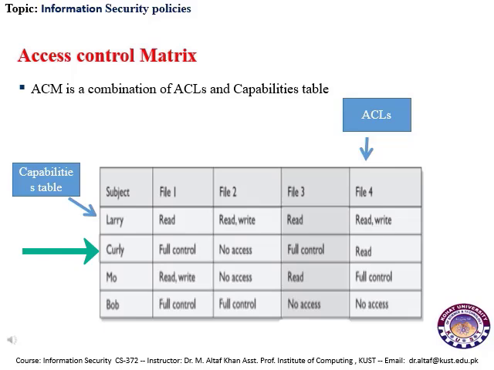If we look further, Curly is given full access to file 3. Full access means Curly can do read, write and delete operations on file 3, while Curly has not been given any access to file 2. So this is an access control matrix.